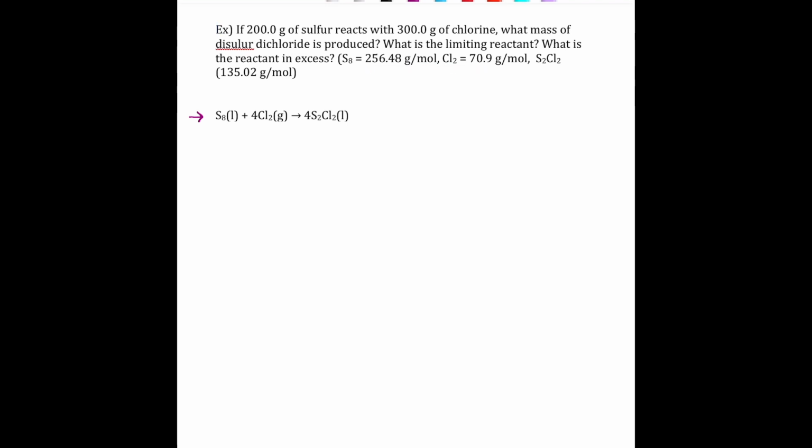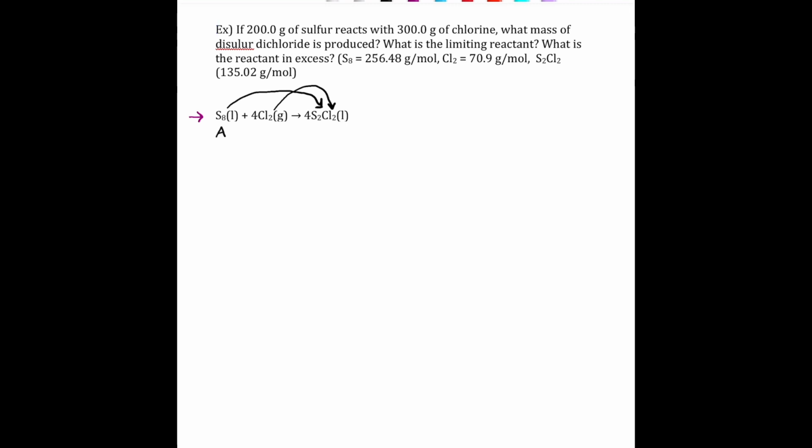So if we want to find the amount of our product, we actually are going to have to go from the first reactant into the product. And we're going to have to go from our second reactant into the product. Then whichever one makes the least amount, that's the actual amount of the product made.